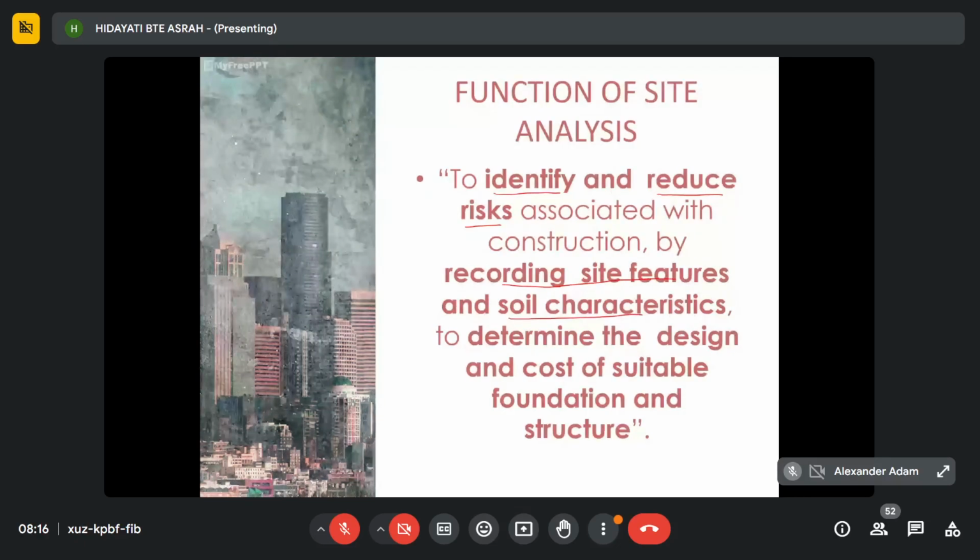By knowing this soil characteristic, it will help you to determine the proper design of foundation and structure for that area. And once we come out with a suitable design, it is easier for us to calculate the cost of the foundation and structure. So that is the function of site analysis. Why you need to do site analysis. So who will get benefit from this site analysis?